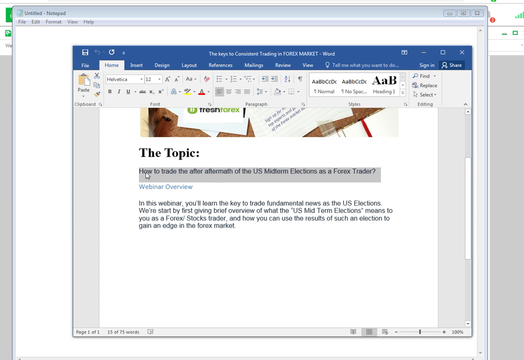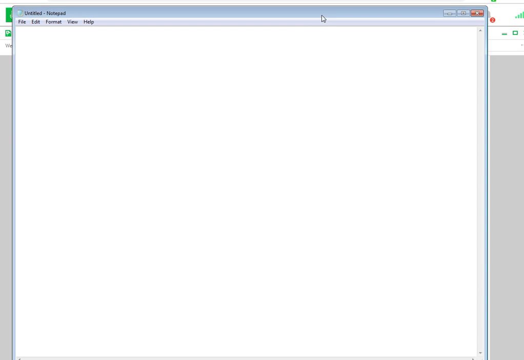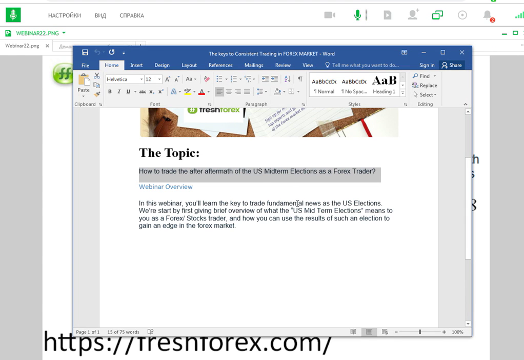We are just going to look at how we can possibly trade the aftermath of the US elections, of the US midterm elections, as a forex trader. This does not only apply to forex traders, you can also trade it if you are doing stocks. So there's an overview here which says that you learn the key to fundamental news such as the US elections, and then we'll start by first giving an overview of what the US midterm election actually means, and then we'll also look at how we can use that as a forex trader.